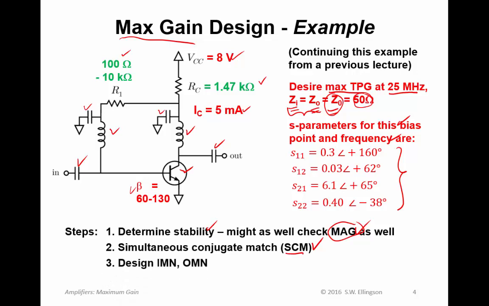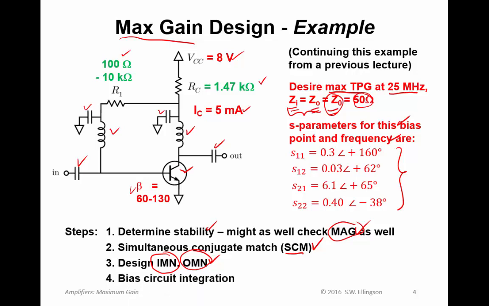Once we know what the appropriate reflection coefficients are for simultaneous conjugate matching, then we're ready to solve the problem of synthesizing the input matching network and the output matching network. And these are simply impedance matching circuits of the type that we have already worked out in Chapter 9.